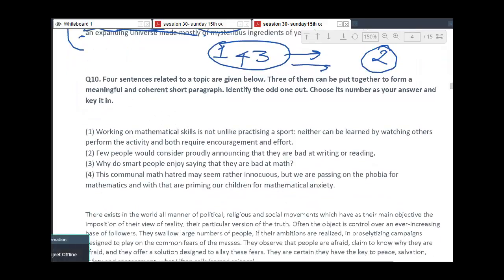Let's take this one now. Again, this is a very simple question and you can easily get this question done. How many of you would say that this is a difficult question? How many of you can say this is a difficult question? How would you start?